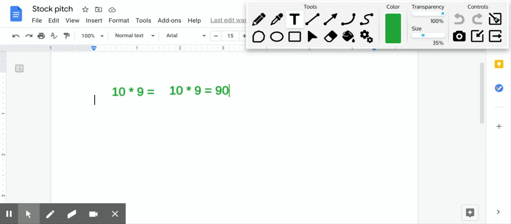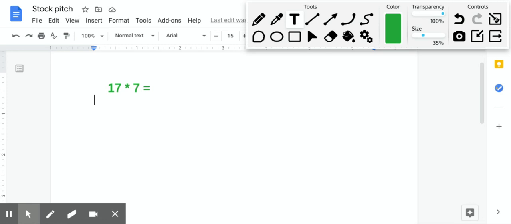10 times 9 is 90. And then we move to the ones digit, which would be 0 times 9. And 0 times 9 is 0 the last time I checked. So, yeah. That might not have been the best example, so let's do another one. Let's do 17 times 7.